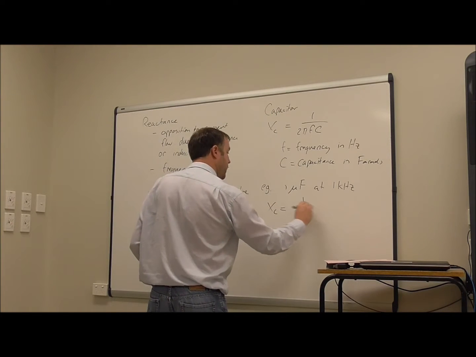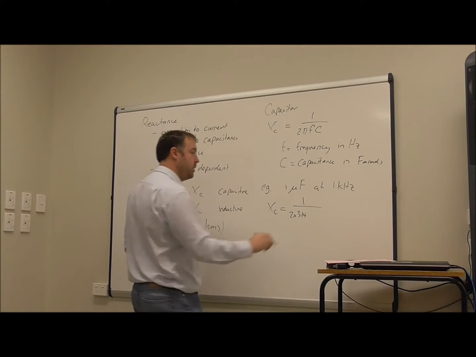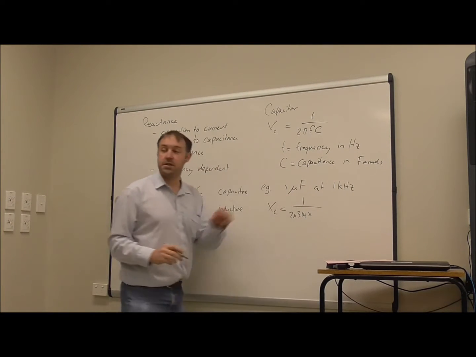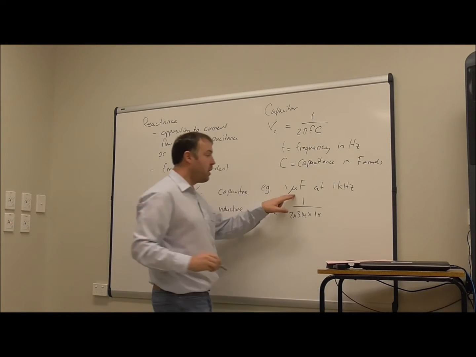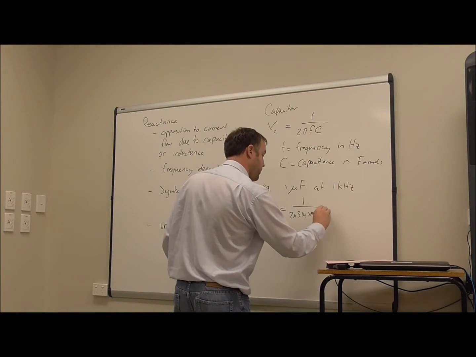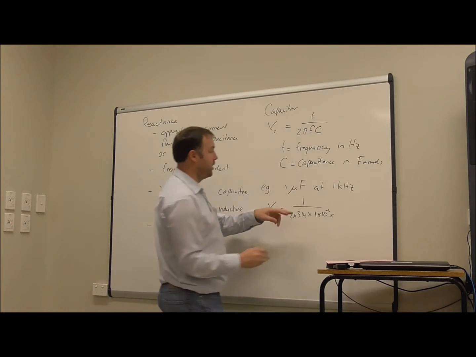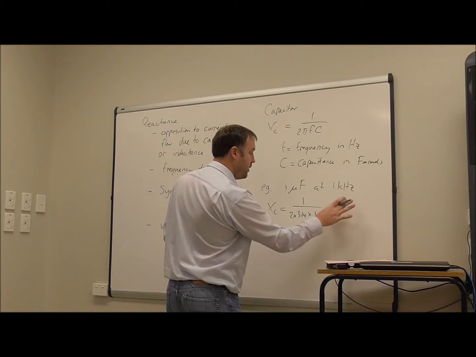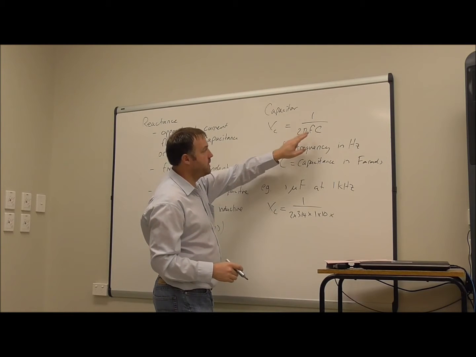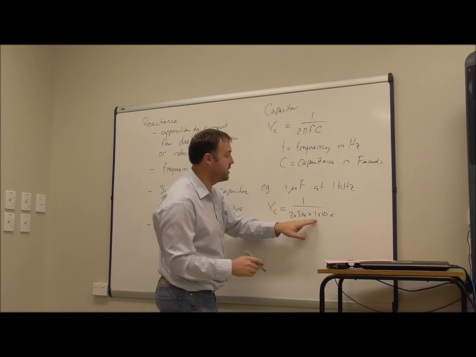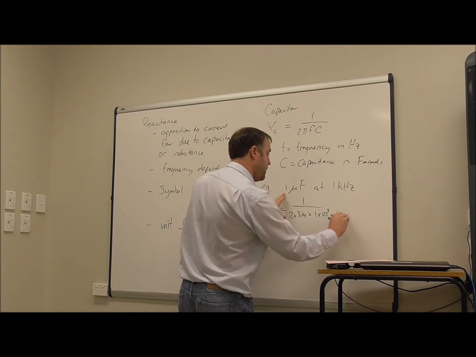Xc equals 1 over 2 times pi, 3.14, times, and I'm going to use the scientific notation for these. 1 micro is times 10 to the minus 6. Actually, let's do frequency first. It doesn't matter what order you do it in. 2 times pi times the frequency, so 1 kilohertz is 1 times 10 to the 3, times 1 microfarad, 1 times 10 to the minus 6.